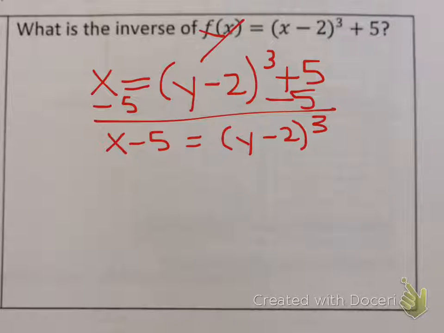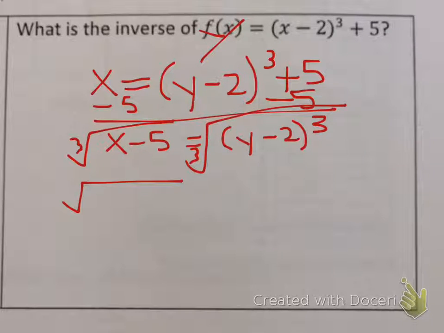In order to be able to bring that y out of the parentheses, I have to get rid of that cubed, and I just told you that the inverse function of cubing something would be to cube root it. So I'm going to cube root both sides to get rid of that power. So over here I'm simply going to rewrite it as a cube root. A lot of kids are asking me if they can multiply that out or something, but no, we're just going to leave it written as the cube root of x minus 5. And then over here, the cubed and the cube root cancel each other out to just be y minus 2.